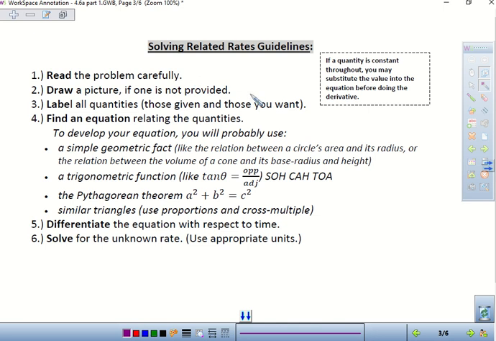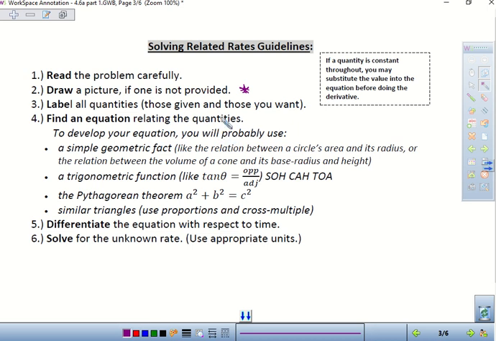So you're going to read the problem and you're going to draw a picture. Okay? Drawing a picture is not an optional step. I'm either going to give you a picture or you have to draw a picture. There's no way around not drawing a picture in these problems. Does everybody understand? It doesn't have to be an artwork. It just has to be a sketch of some sort. Label all the quantities. So you're going to label the ones that you want to know and the ones that you already know. Okay? Find the equation that is going to relate these quantities.